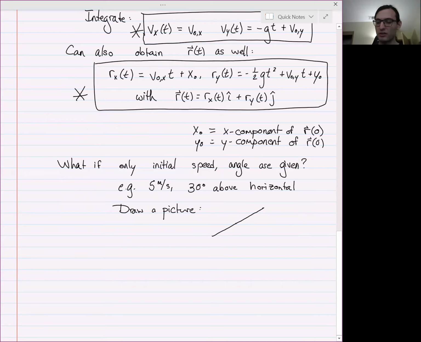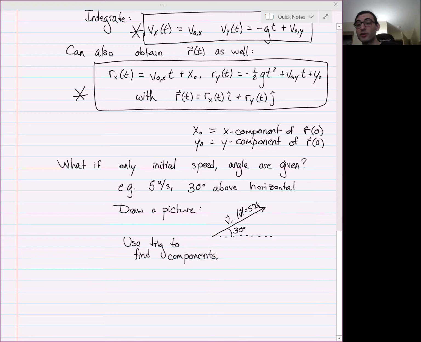So we have our horizontal. That means that our velocity vector looks like this. It makes an angle 30 degrees with the horizontal, and it has magnitude 5 meters per second. So in order to find the components, we can use trig. The components are just the lengths of the legs. That's kind of what a component of a vector is. If a vector represents the hypotenuse of a right triangle, the components are just the lengths of the legs.